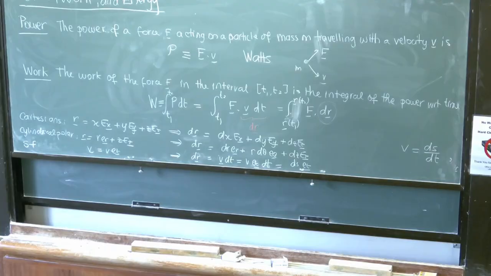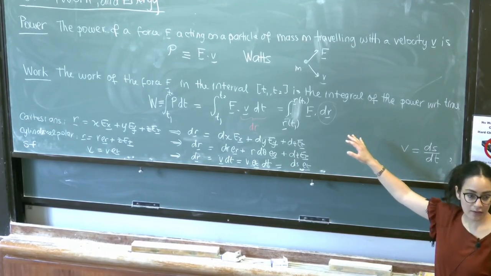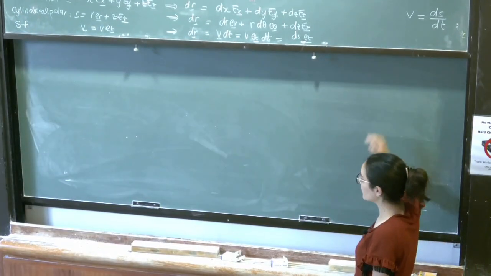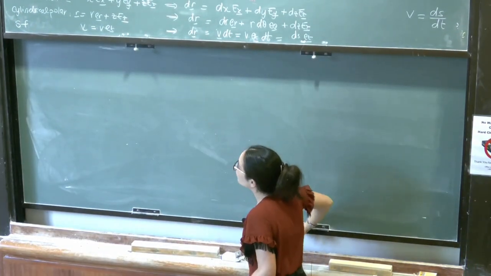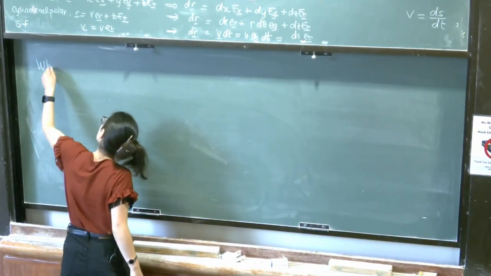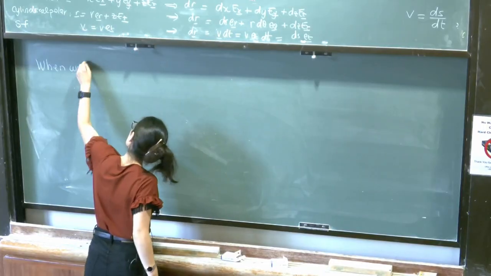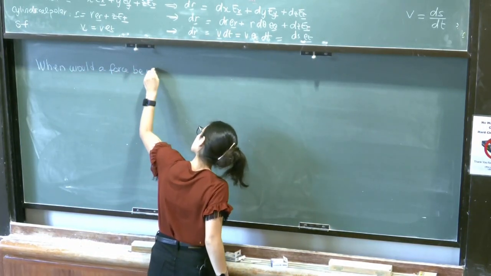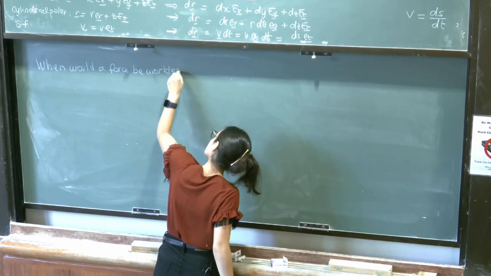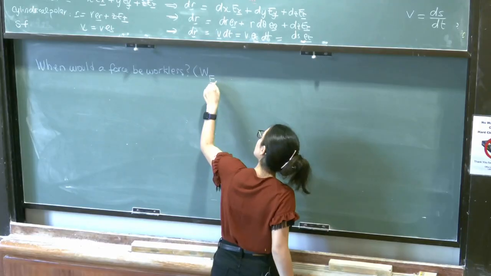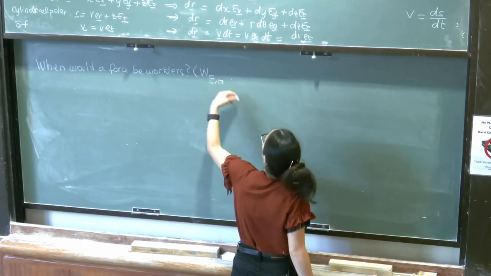Questions? Okay. So this integral is path dependent, right? It depends on dr, the path. So it depends on the path traced by the particle. In which situation would the work of a force be 0? This means that the work of the force between 2 times is equal to 0.